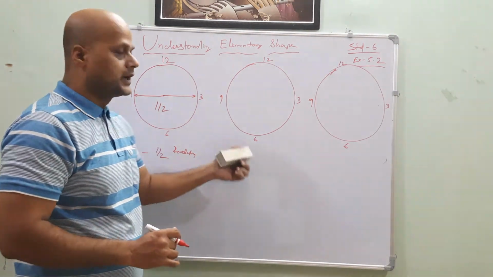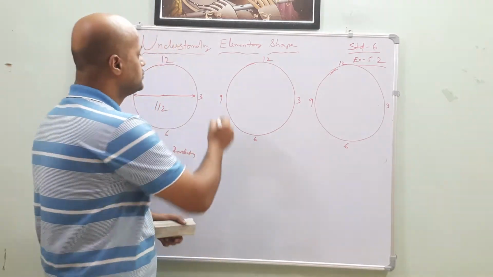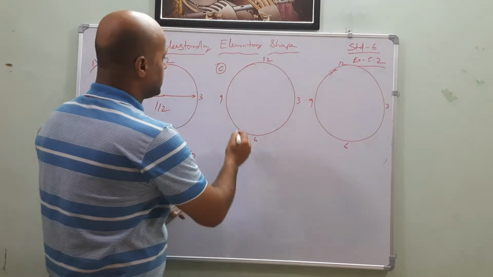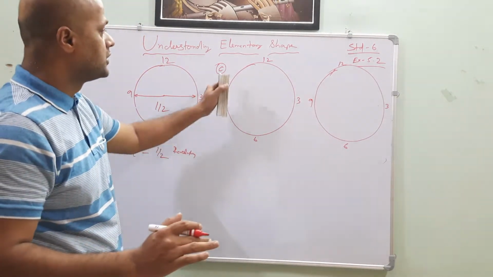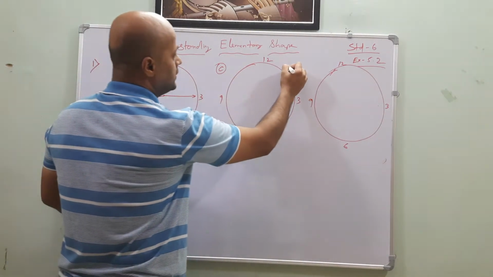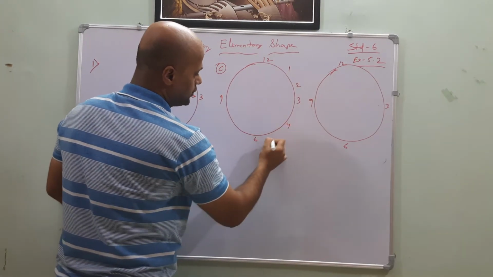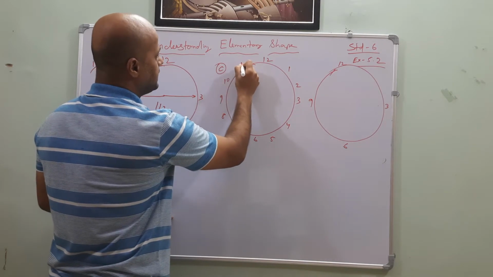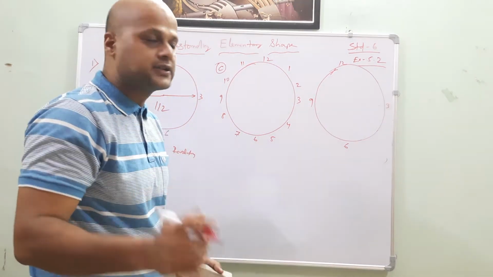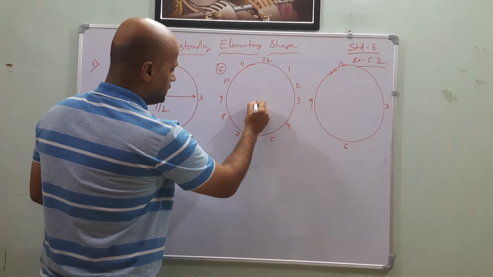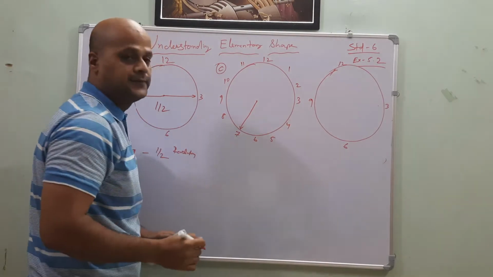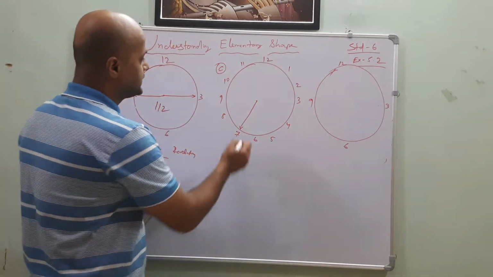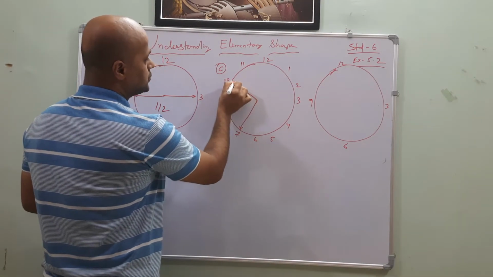Next, second one. Let's do C. C is saying it starts from 7. Remember, since 7 is not given, you have to draw everything: 1, 2, 4, 5, 7, 8, 10 and 11. The hour hand starts from 7 and it's going to 10.